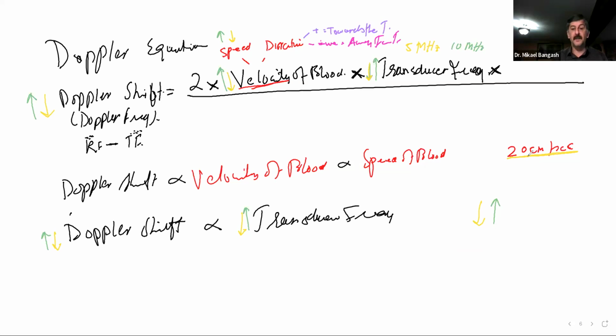So even if the speed or the velocity of the blood was the same, if we used a low frequency transducer, that would give us a low Doppler shift. If on the same patient we used a high frequency transducer, we'll get a high Doppler shift. Did that make sense? Okay, guys.